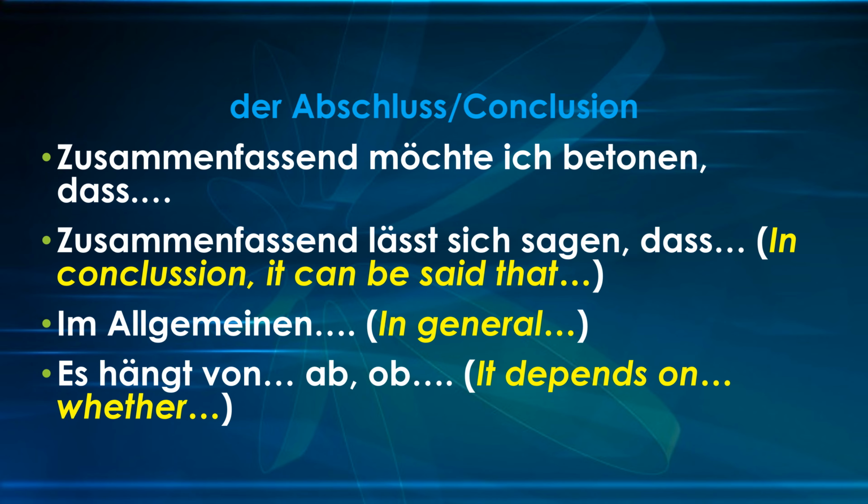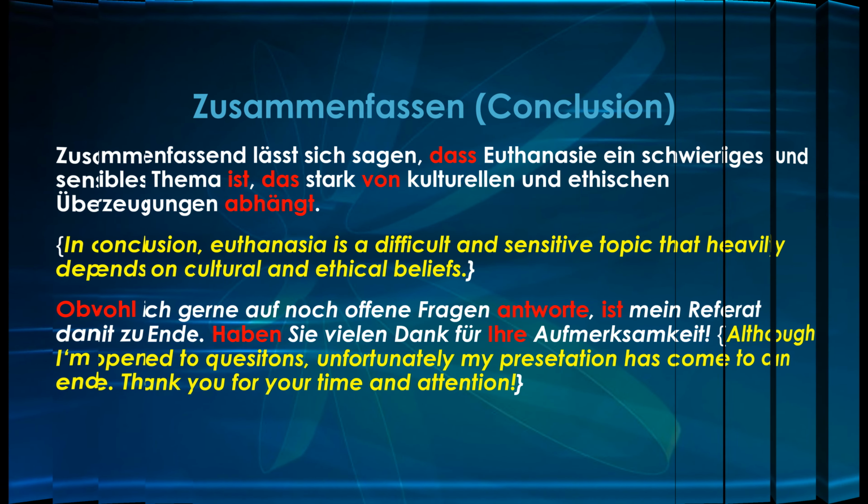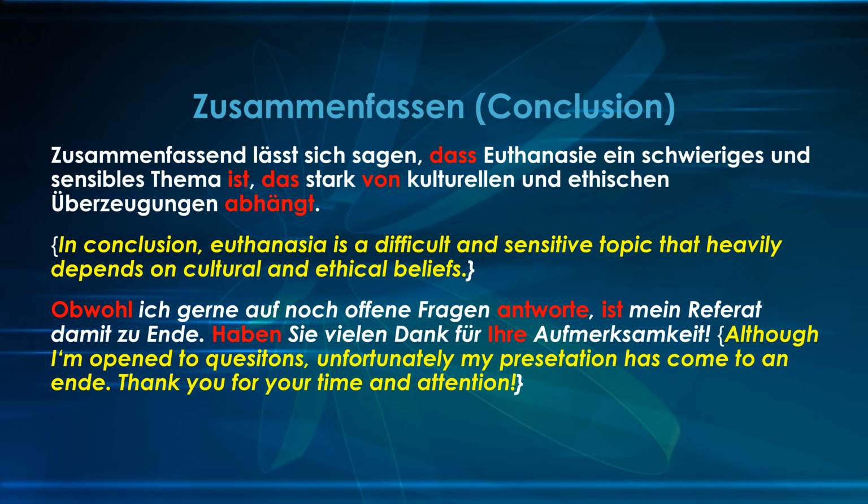But let's look at an example. So our topic was Euthanasie. So in this case, I'll say "zusammenfassend lässt sich sagen, dass Euthanasie ein schwieriges und sensibles Thema ist, das stark von kulturellen und ethischen Überzeugungen abhängt." In conclusion, euthanasia is a difficult and sensitive topic that heavily depends on cultural and ethical beliefs. And then you can now conclude.